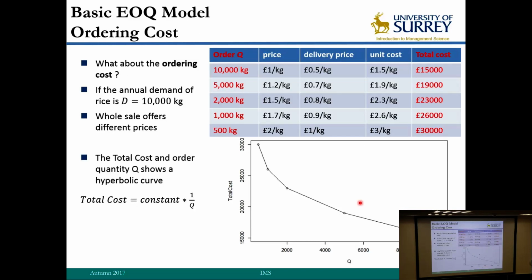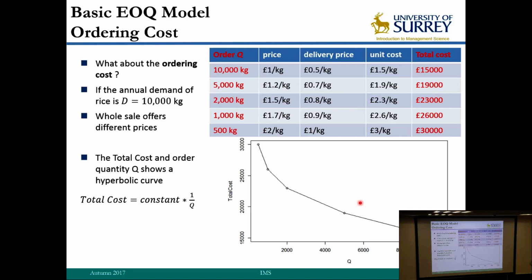Another one is ordering cost. Before we jump into the ordering cost, we're going to consider a very simple, simplified example. What if the annual demand is just 10,000 kilograms? We have several options. What if we order just once, 10,000? Probably this is the price we can have, and also this is the delivery cost we can have.